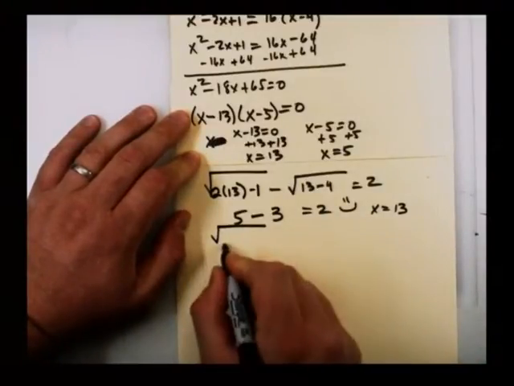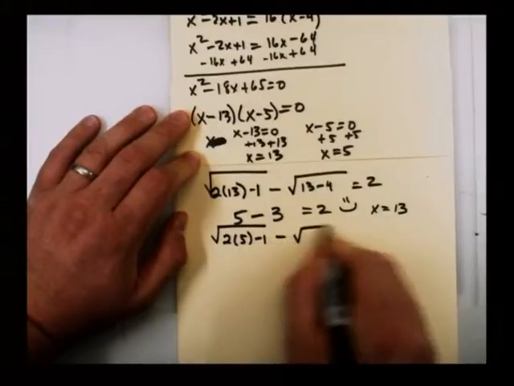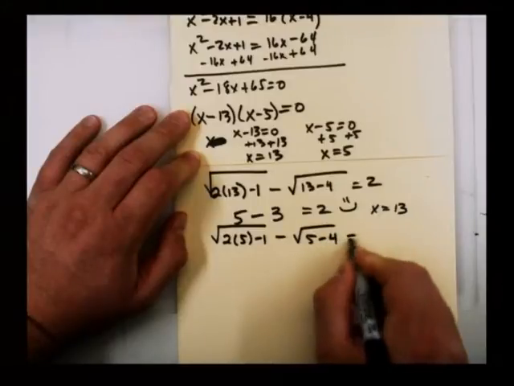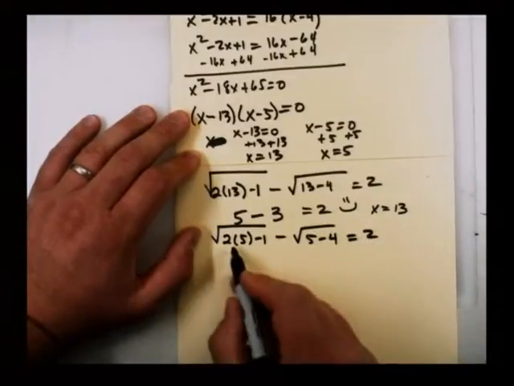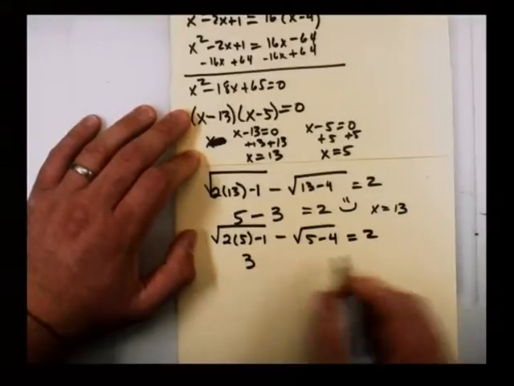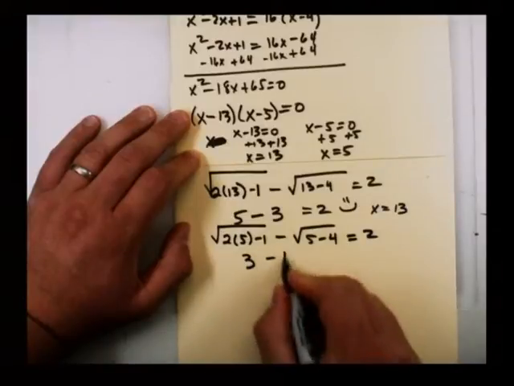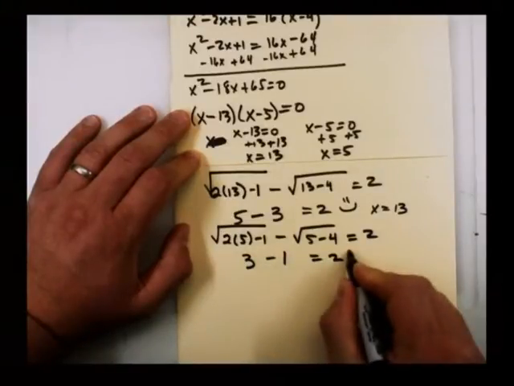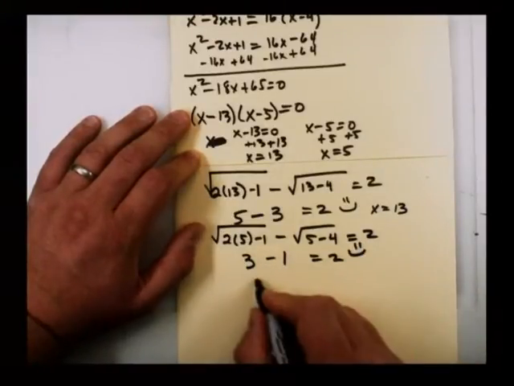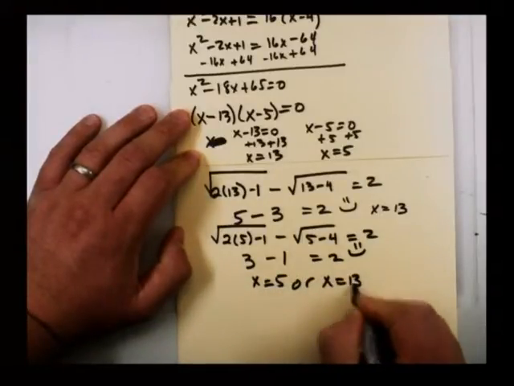So the square root of 2 times 5 minus 1 minus square root of 5 minus 4 equal to 2. 2 times 5 is 10, minus 1 is 9, square root of 9 is 3. 5 minus 4 is 1, square root of 1 is 1. 3 minus 1 is 2. Oh, that one works too. So we have two solutions. We have x equal to 5 or x equal to 13.